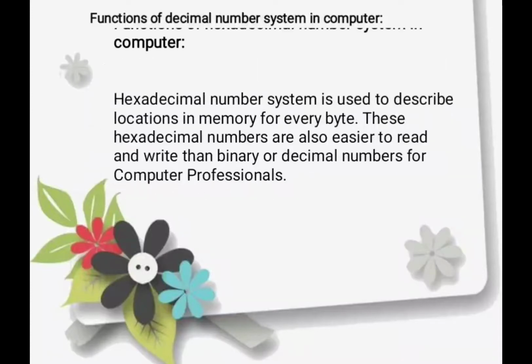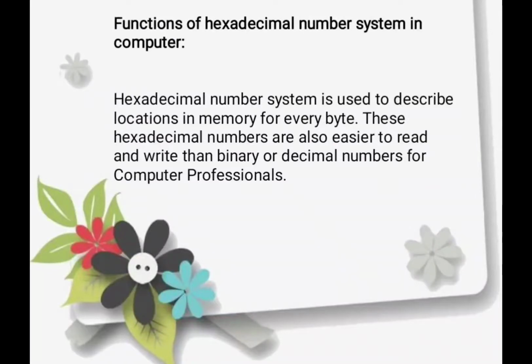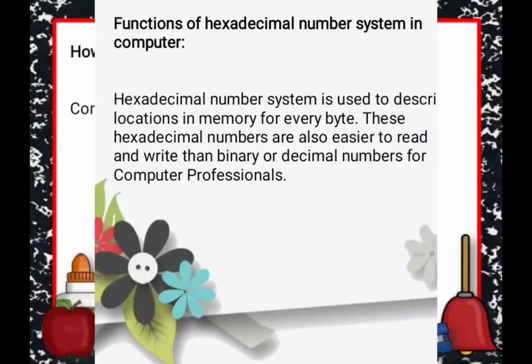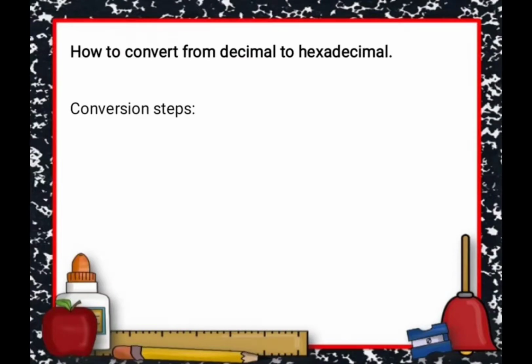Okay? Now I will give you the function of the hexadecimal number system in a computer. The hexadecimal number system is used to describe locations in memory for every byte. These hexadecimal numbers are also easier for computer professionals to read and write than binary or decimal numbers. Here, I will teach you how to convert from decimal number to hexadecimal. Let's follow these conversion steps.